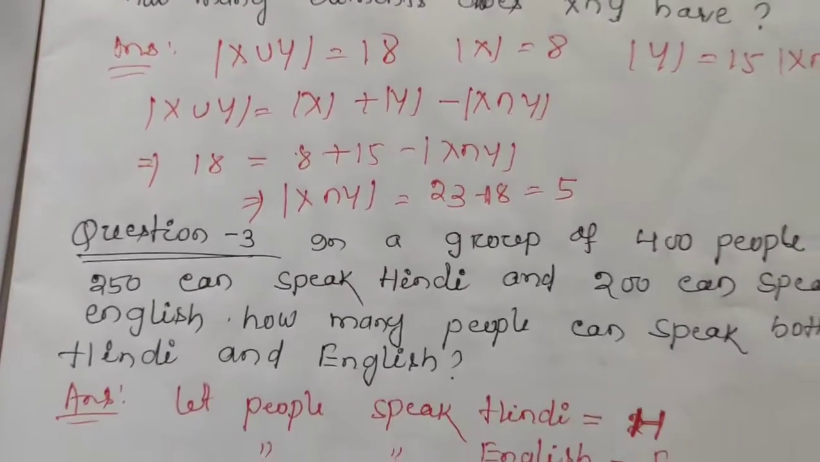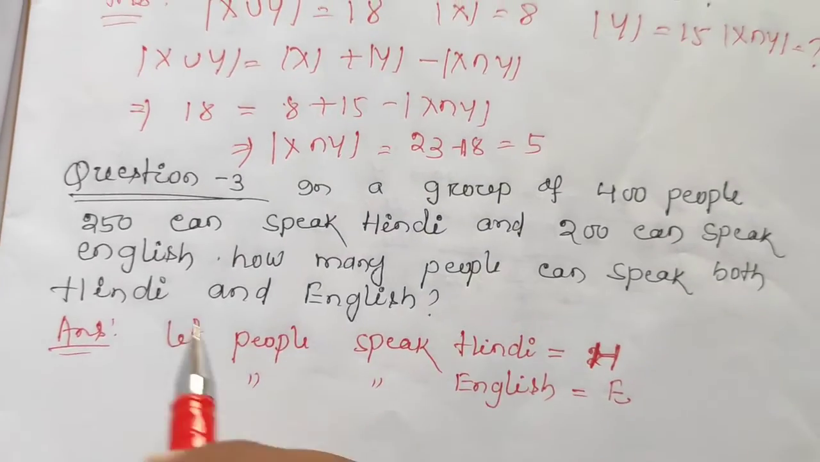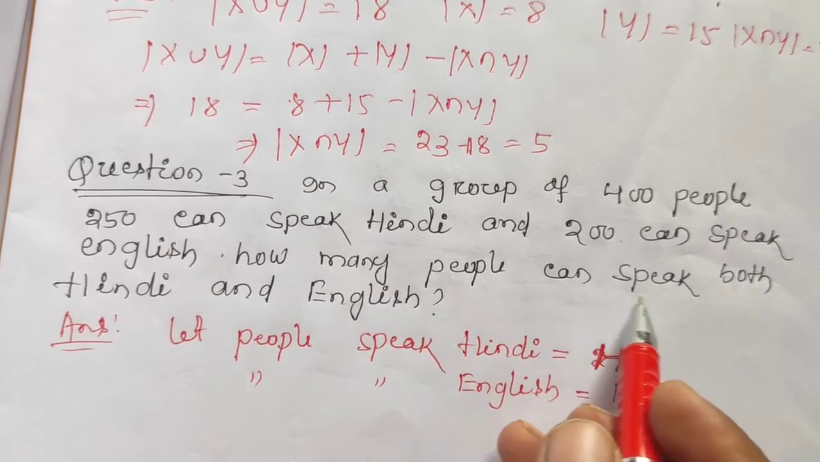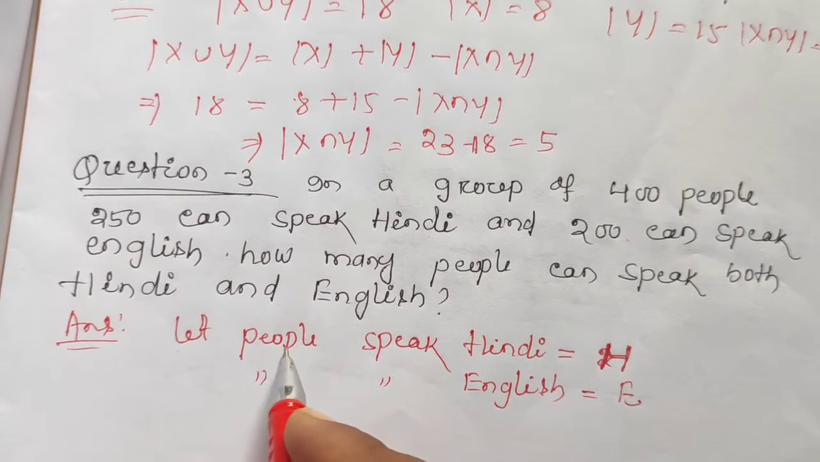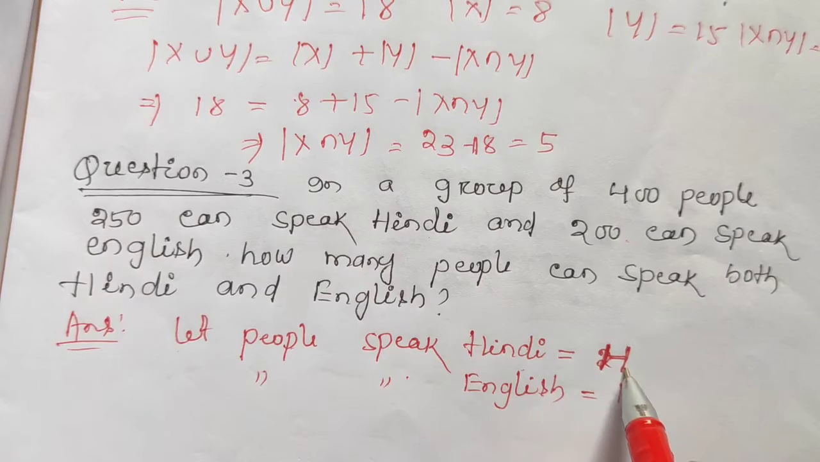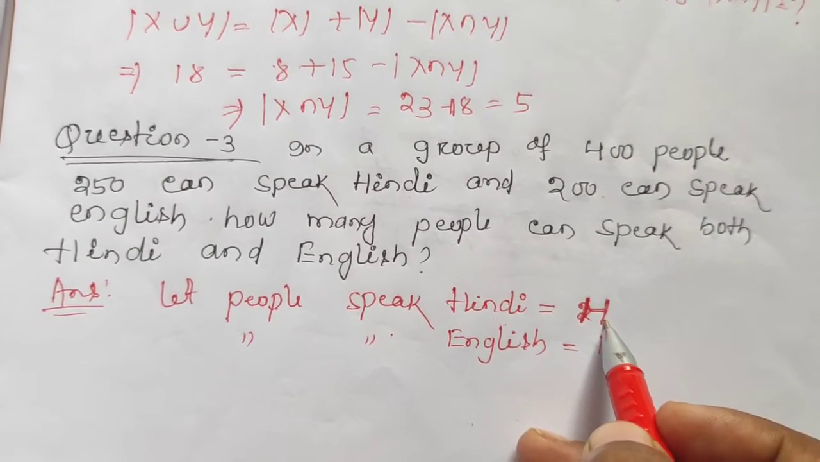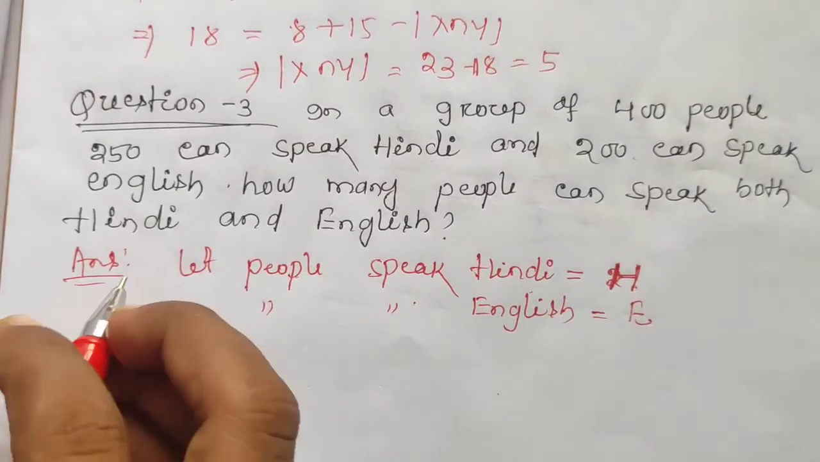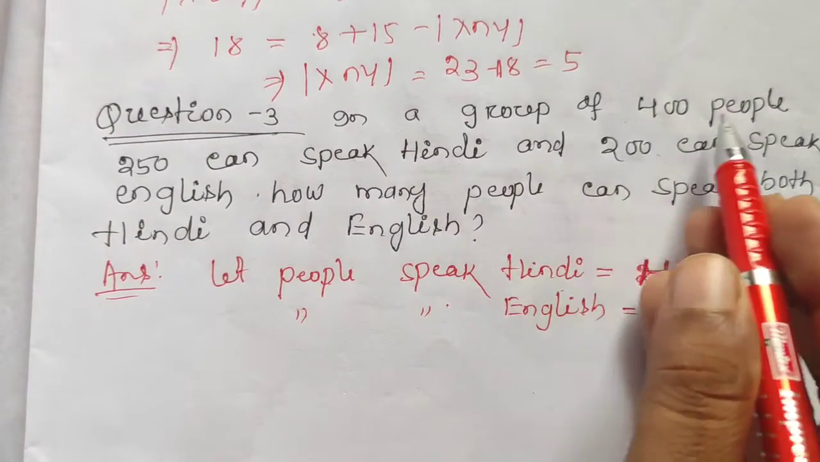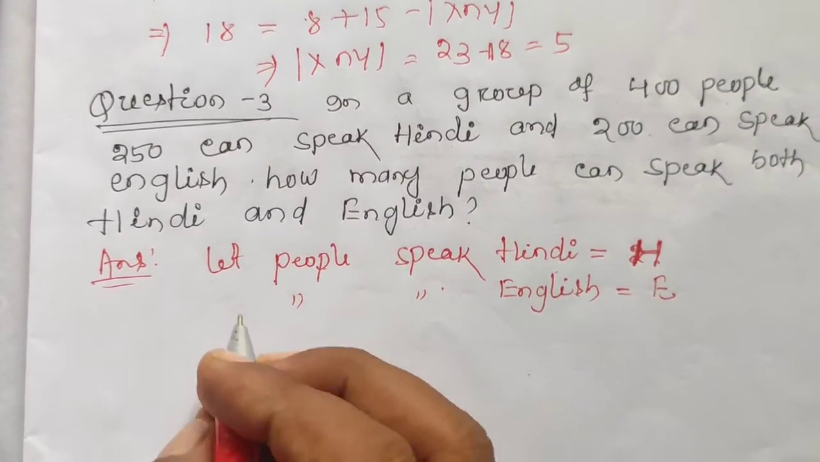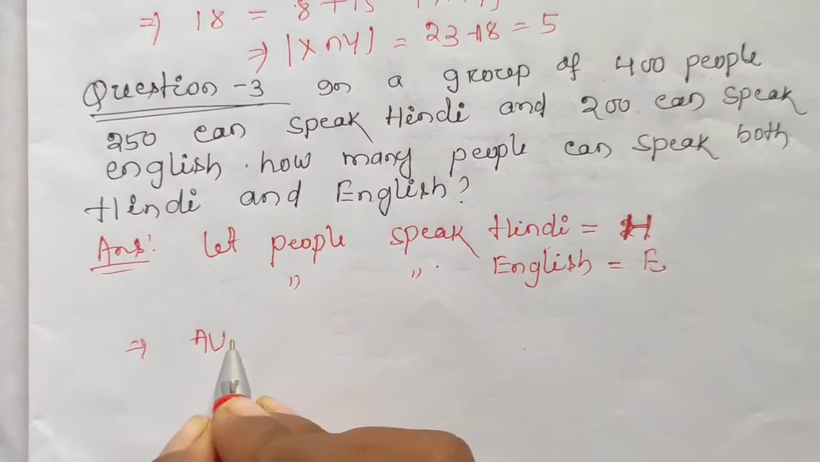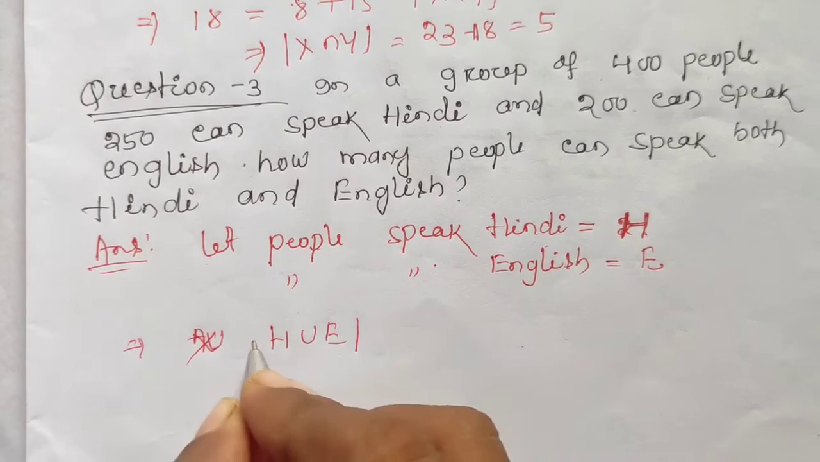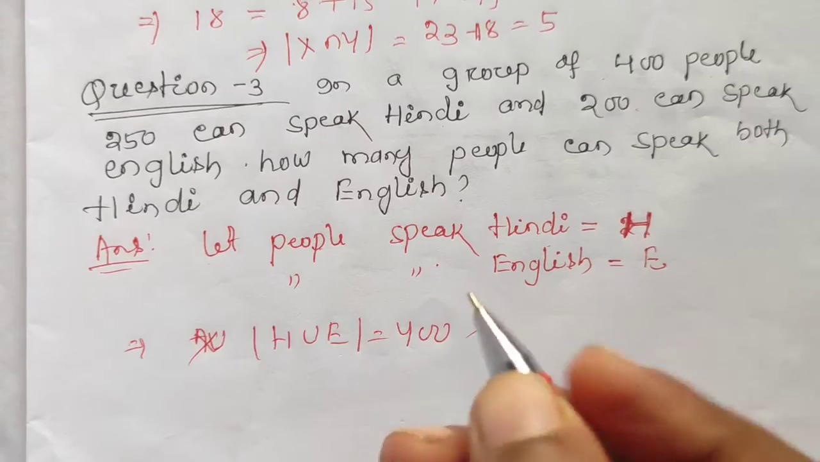Next question. In a group of 400 people, 250 can speak Hindi, 200 can speak English. How many people can speak both Hindi and English? Let the set of people who speak Hindi be H, and the set of people who speak English be E. It is given that in a group of 400 people, this implies that H union E mod is equal to 400.